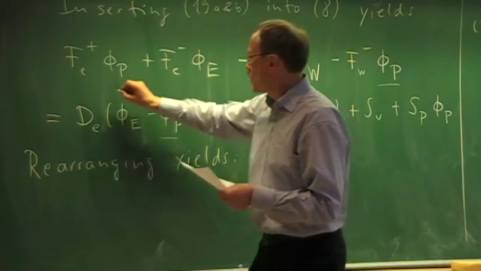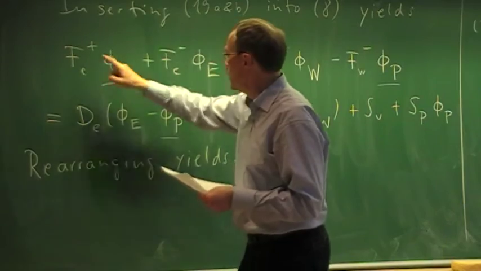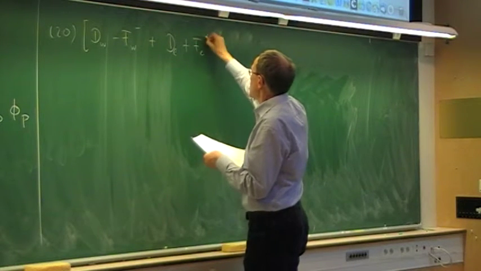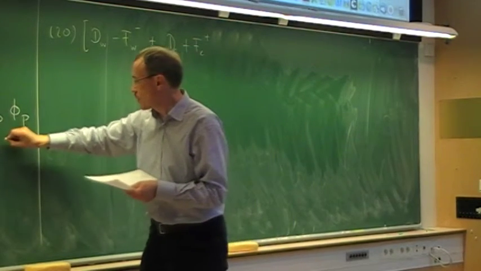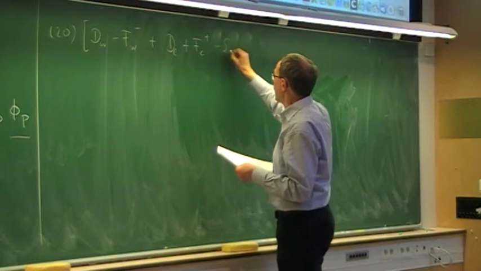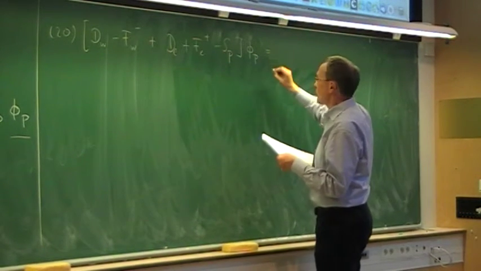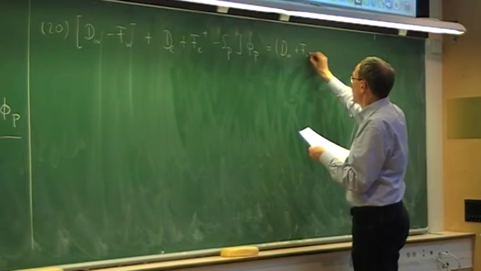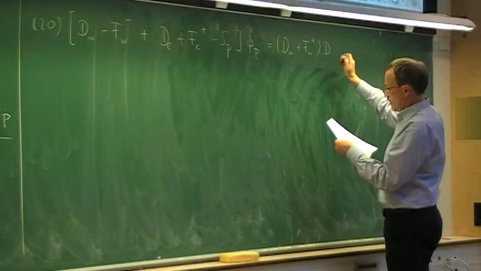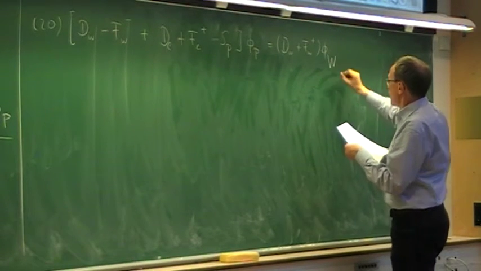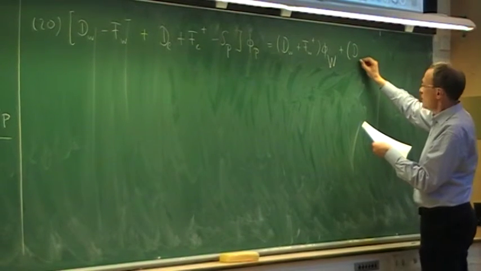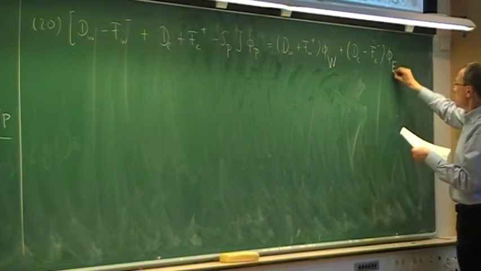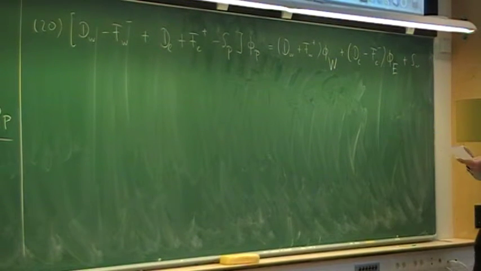And we will get also a contribution from here. That will be DE, and then we will get plus FE plus. And we will get the contribution from the source term, that was this one here, minus SP. So that is then phi P. On the right hand side we have the rest. And that is dW plus Fw plus, times the phi W, plus the DE minus the FE minus times the phi E, and the uniform part of the source term.